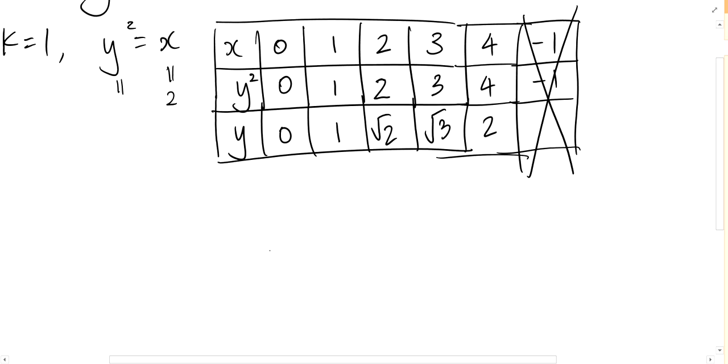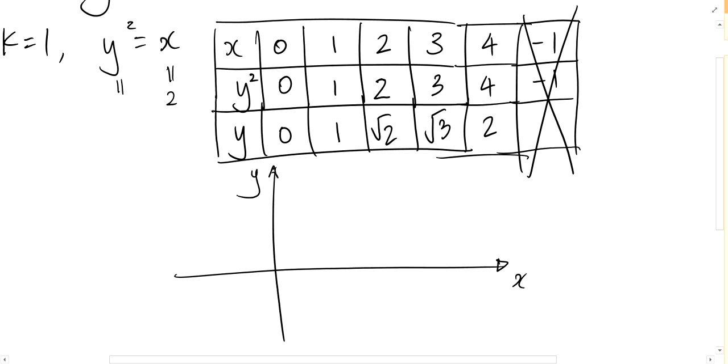When x is 0, y is 0. When x is 1, y equals 1. Another point over here. When x is 2, what is y? Square root 2 is about 1.4, isn't it? So if this is 2, 1.4 is somewhere here. This is my next point. When x equals 3, it's about 1.7. When x equals 4, then y is exactly 2. So now I'm going to join them up.